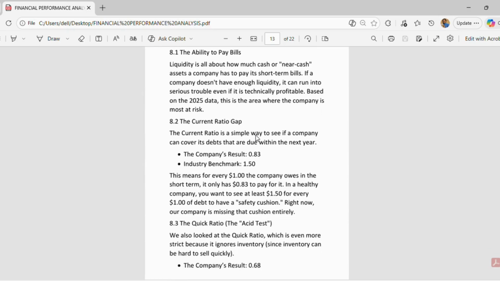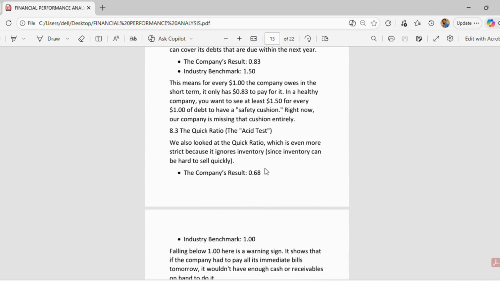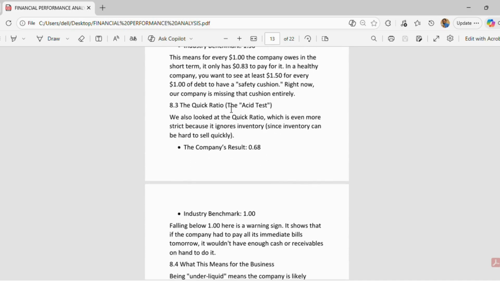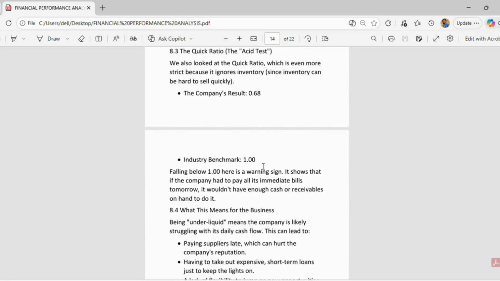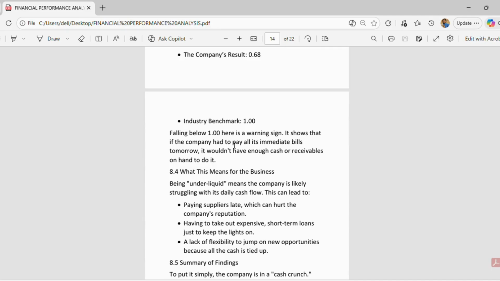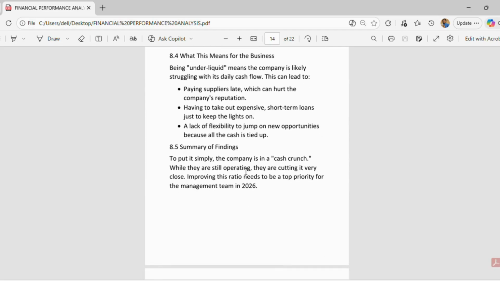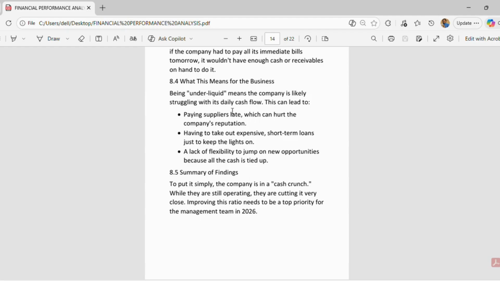Liquidity and working capital review, the ability to pay bills. Then the current ratio gap. The company's result is 0.83 but the industry mark is 1.50. Then we have done the quick ratio test, which is the acid test. The company's result is 0.68 but the industry benchmark is 1.00. This is a warning sign. It shows that if the company had to pay all its immediate bills tomorrow, it wouldn't have enough cash or receivables to hand to it. Then what does this mean for the business? This means being under-liquid, paying suppliers late and having to take out expensive short-term loans.